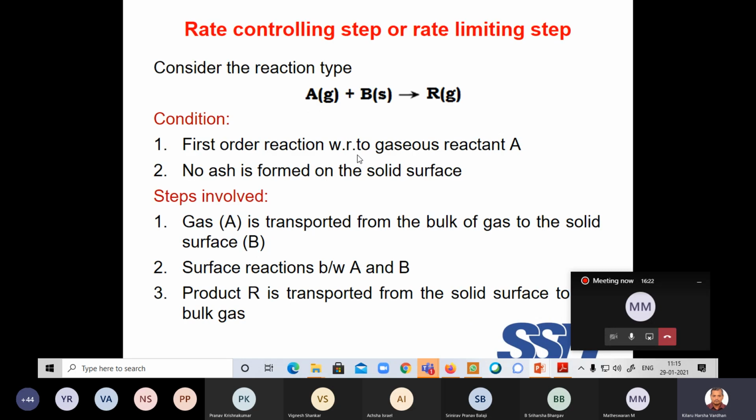So let us go to an important topic, the rate controlling step, or otherwise called the rate limiting step. The name itself suggests rate controlling. That means the resistance offered in that particular process is more. That means the time spent by the reactant molecule to cross that particular step will be more. Once you cross that, immediately you will have the next step.